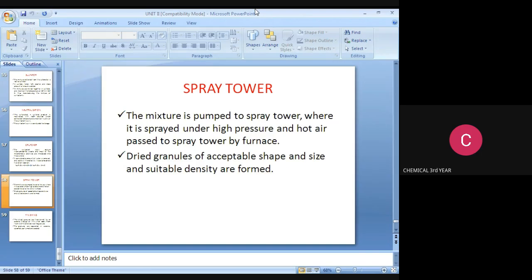Spray tower. The mixture is pumped to the spray tower where it is sprayed under high pressure, and hot air is passed through the spray tower by a furnace. Dried granules of acceptable shape and size, at suitable density, are formed.